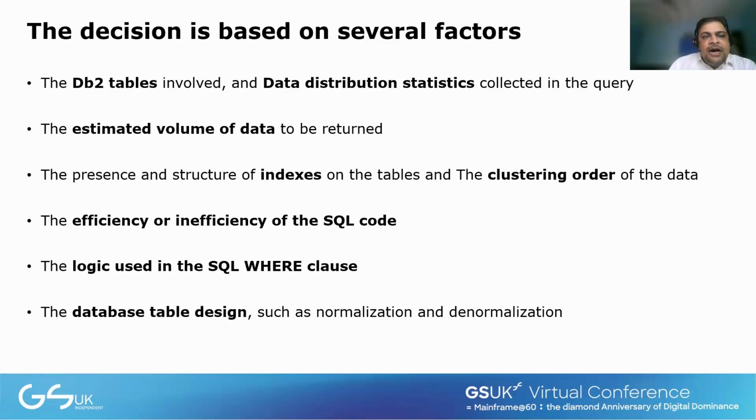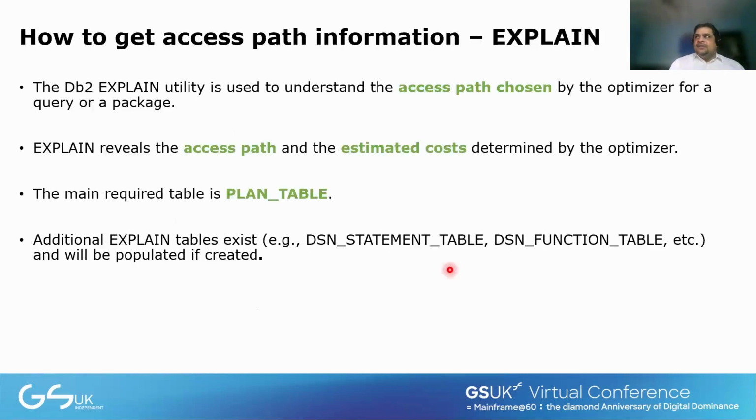Now we'll understand how to get that access path information. You have your applications which you want to deploy in your prod systems, or they're already running there. You can always get that access path information, and for that, you have to run the EXPLAIN utility, which is given by DB2. EXPLAIN gives you an understanding of what access path was chosen by the optimizer. It will also give you the estimated cost determined by the optimizer.